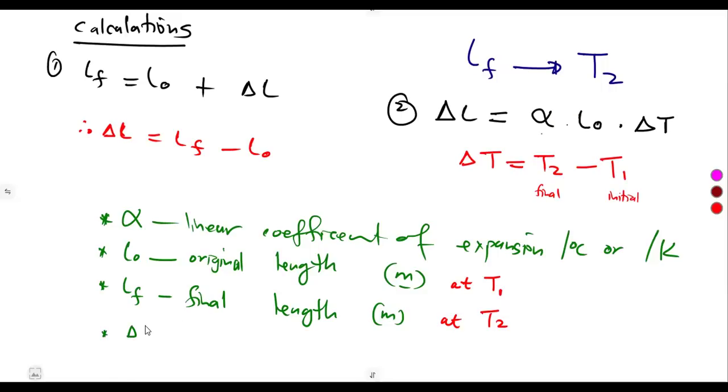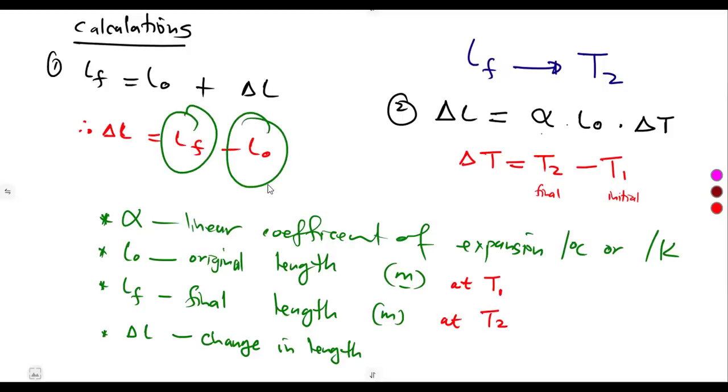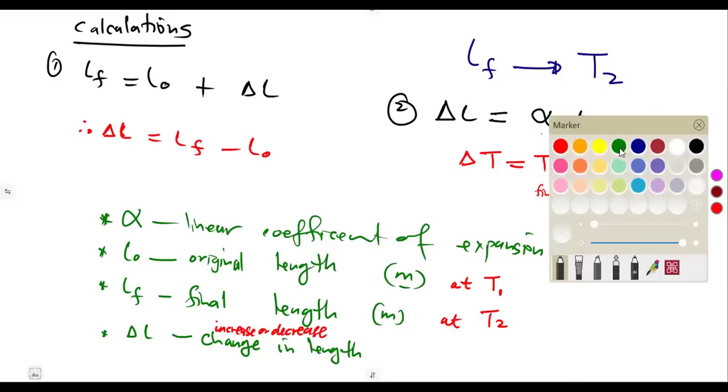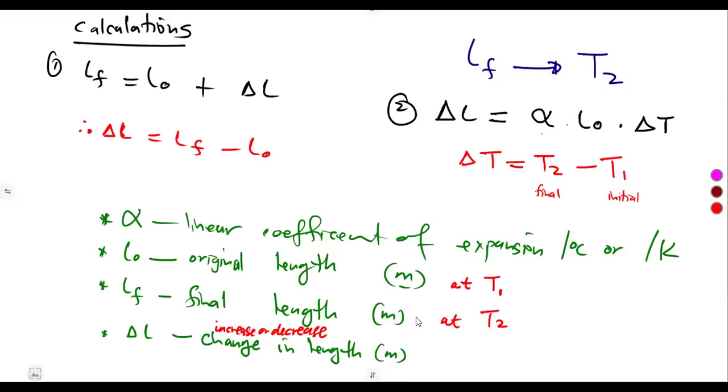Then we talked about the change in length. This can be calculated from the formula, or when we know the final length and the original length, we simply find the difference. That's the change in length, the increase or decrease in length. It is going to be the same units, guys. If you are using millimeters, then it's going to be millimeters.